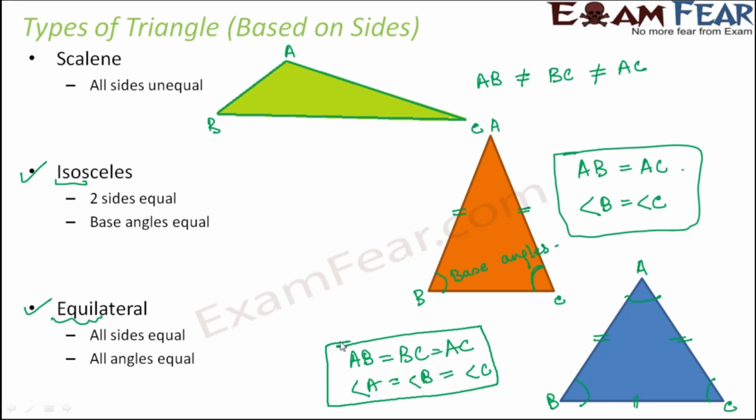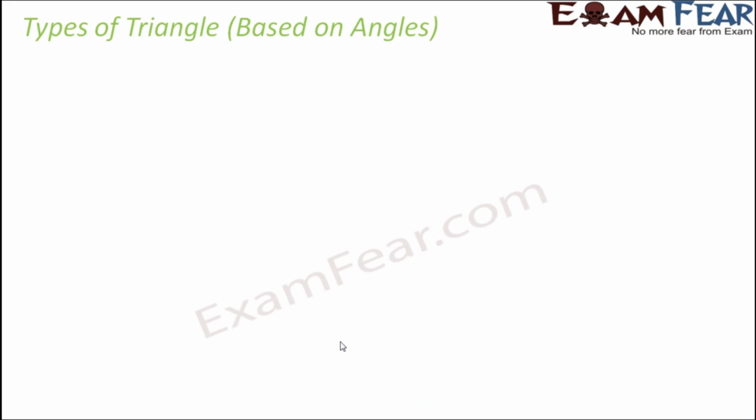So we have scalene triangle where all sides are unequal, isosceles where two sides are equal, and equilateral where all sides are equal. Now, on similar lines, we can also categorize triangles based on the angles, based on the type of angles which are present in a triangle. So on this basis also, the triangles can be divided into three types.